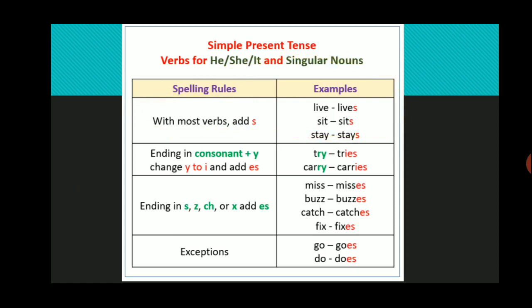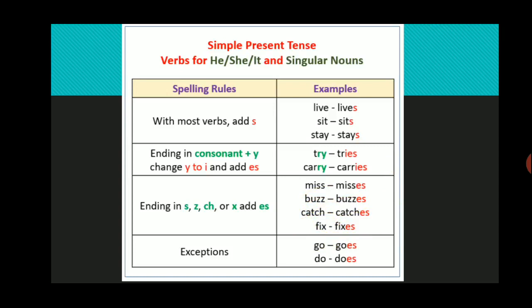But if the word ends in a consonant plus y, jadi dua huruf terakhirnya huruf mati plus y, the y changes to i, then add es. Try becomes tries. Carry becomes carries. The third rule is if the ending of the word is s, z, c h, or x, we need to add es. Jadi kalau akhirnya huruf ini tambahin es. Miss, misses. Buzz, buzzes. Catch, catches. Fix, fixes.